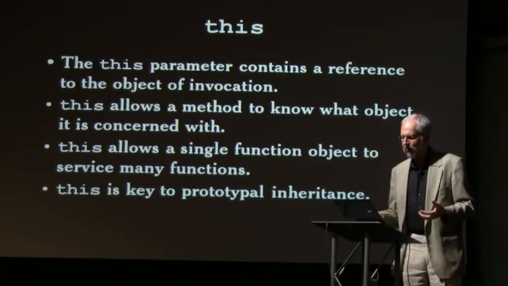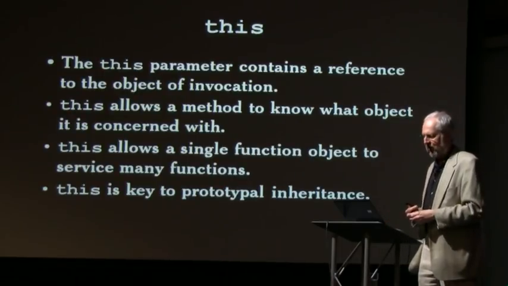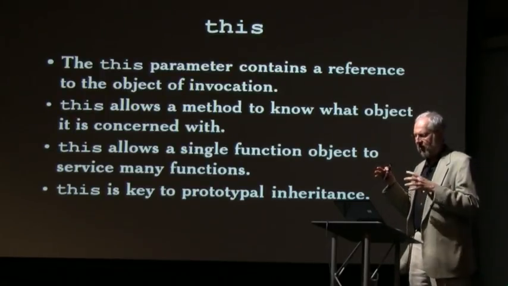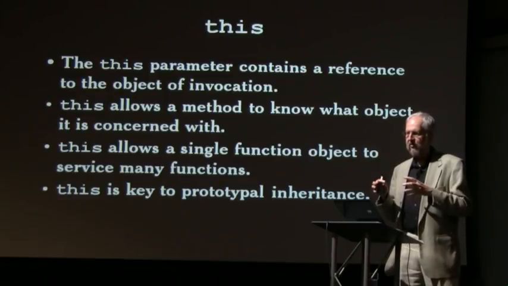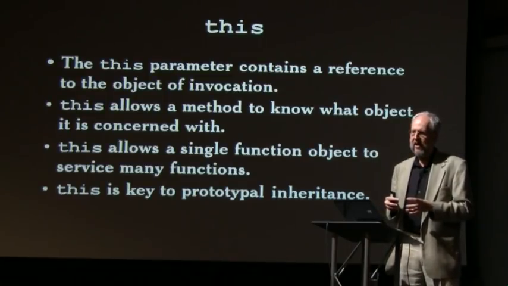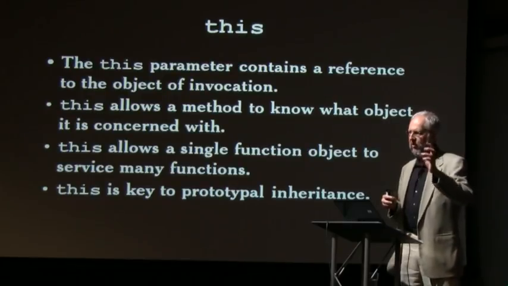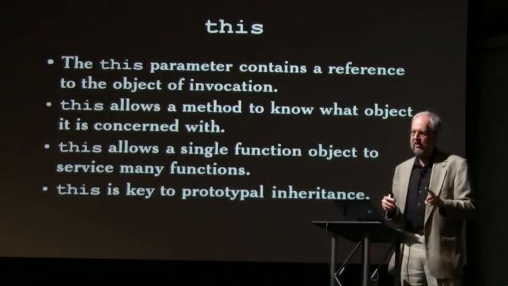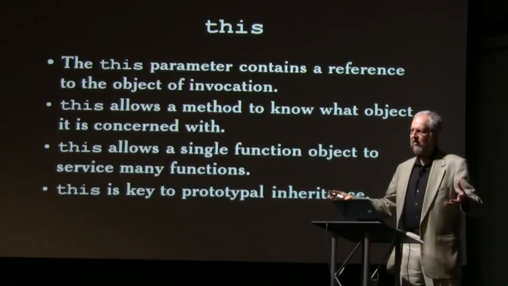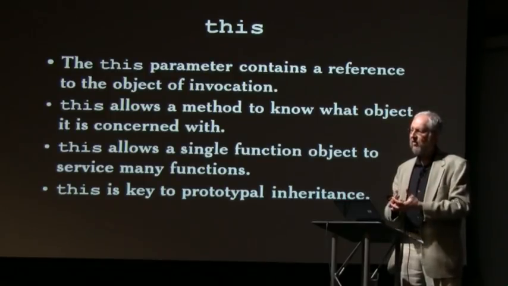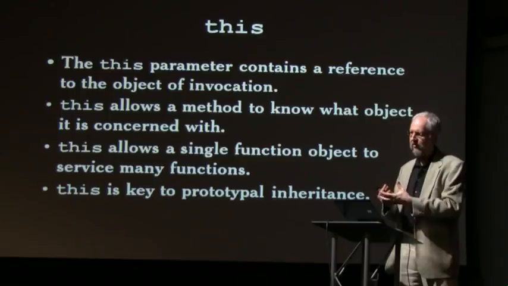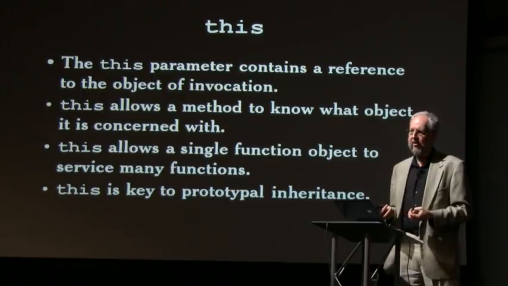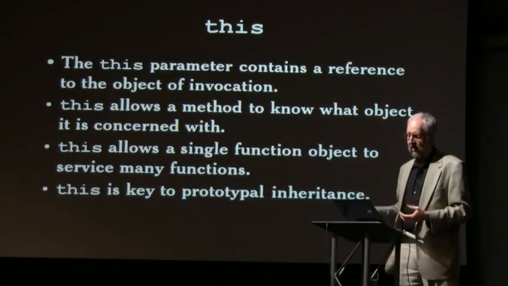So what is this? The this parameter contains a reference to the object of invocation. This allows a method to know what object it is concerned with. It allows a single instance of a function object to service many functions. You can take a single function object and store it in lots of different objects, or put it in lots of prototypes and allow it to be inherited by even more objects. And there's just one instance of the function in the system, but all of those objects think that they have that method, and they will do the right thing with it because they use this to figure out what object they should actually be manipulating. So this is the key to prototypal inheritance. Prototypal inheritance works in this language because of this.